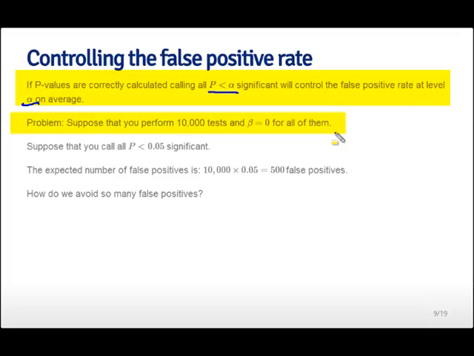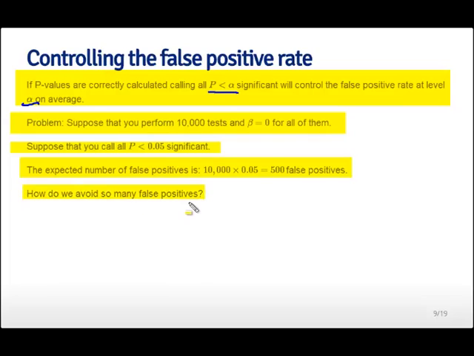And if you call all p-values less than 0.05 significant, so we set alpha equal to 0.05, then the expected number of false positives is just the total number of tests that you performed times the false positive rate that you're controlling the error rate at, and so you get 500 false positives. So if you perform this many hypothesis tests and you get 500 significant results, it's pretty likely that they're mostly going to be made up of false positive results.